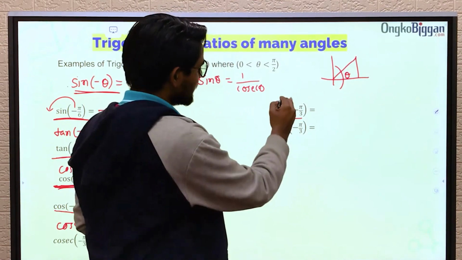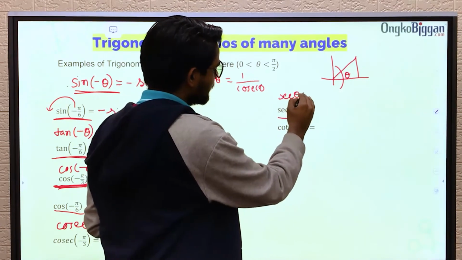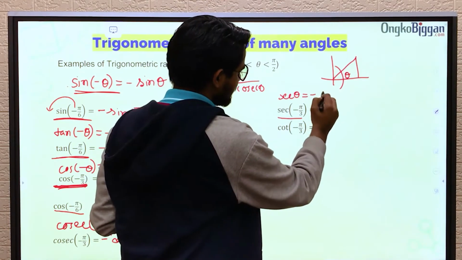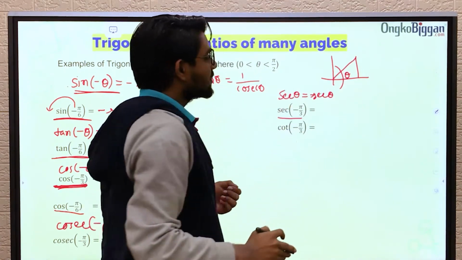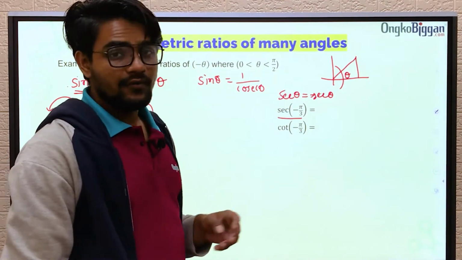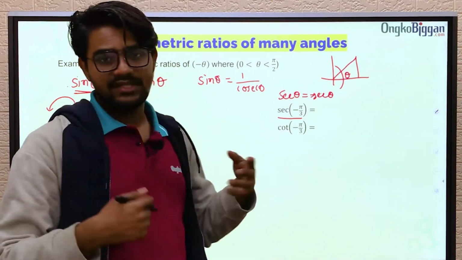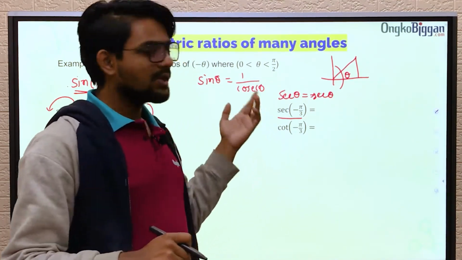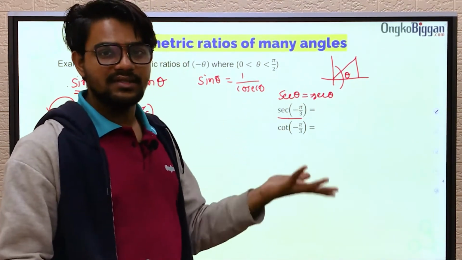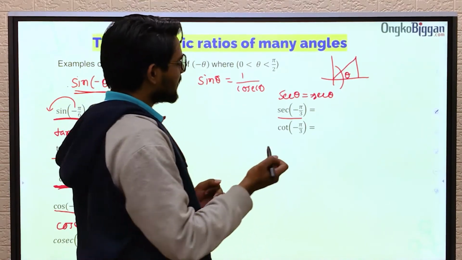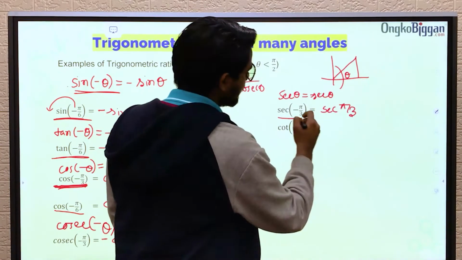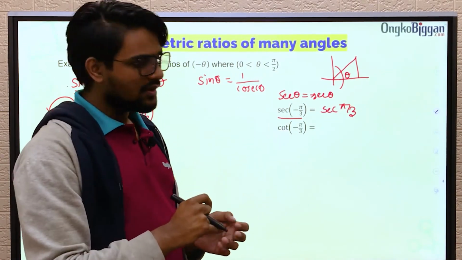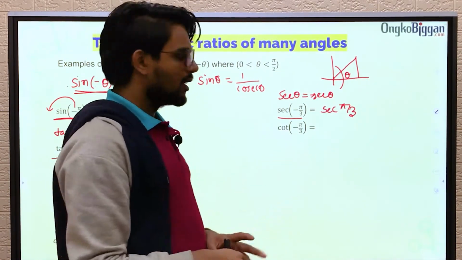So sec minus theta is equal to sec theta, because it's the inverse ratio of cos theta, and if cos theta doesn't change its sign, it is natural that sec theta will not change its sign too. So sec minus pi by 3 is equal to sec pi by 3. They have the same value.